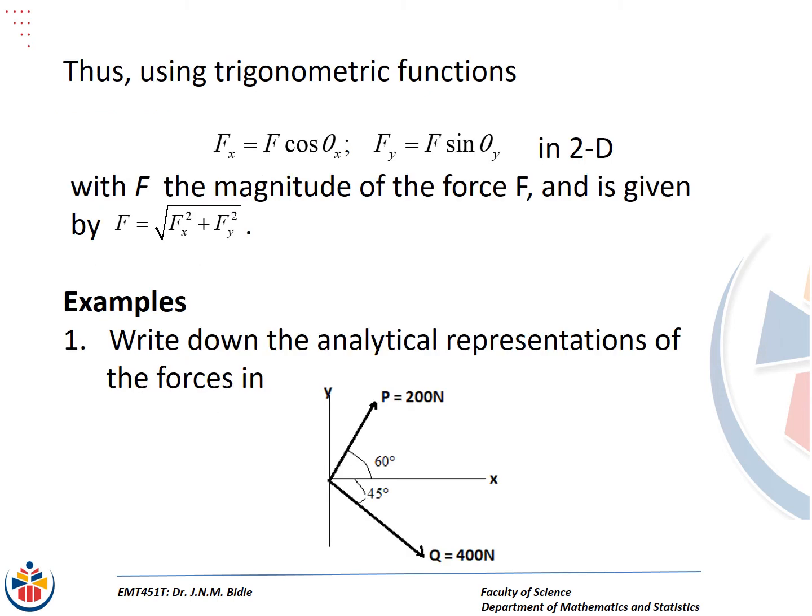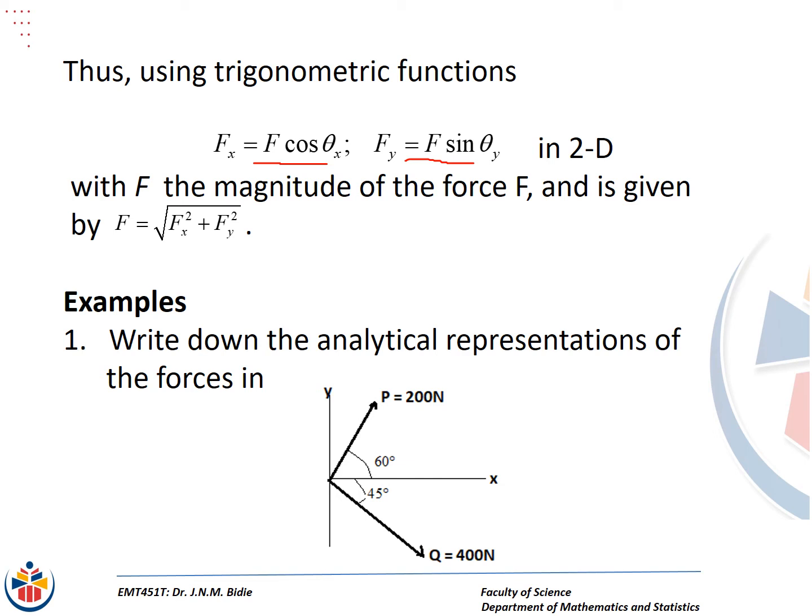Note that we're just going to quickly work with 2 dimensions here so that we don't get confused. Fx, according to our knowledge, the x component is always given by r cos theta. The y component is always given by r sine theta. Note that for these forces, r, the resultant, is F. So the x component of F is F cos theta x.